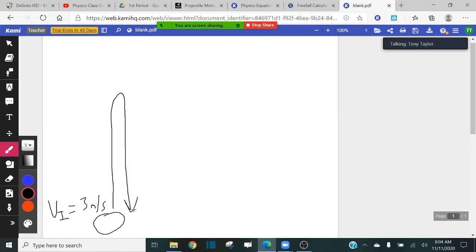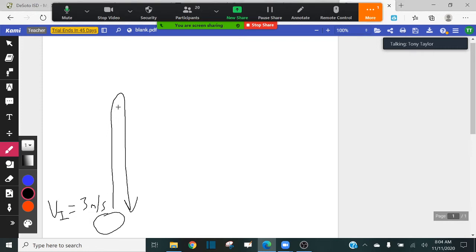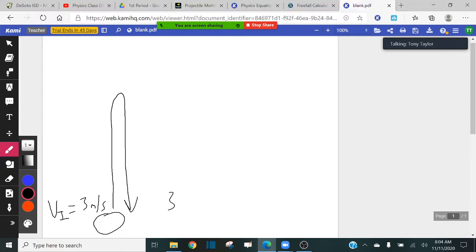Think about this. If the ball was released with a velocity of 3 meters per second, and it goes up and comes to a stop, exactly, it's going to be 3 meters per second, but in the opposite direction. So negative 3 meters per second is the final velocity. Thank you, Pablo. Thank you, Michaela. You're exactly right.